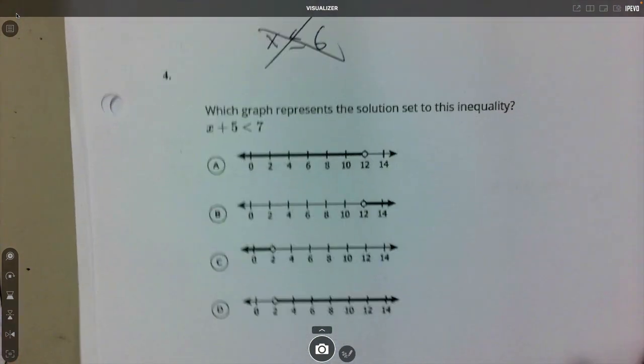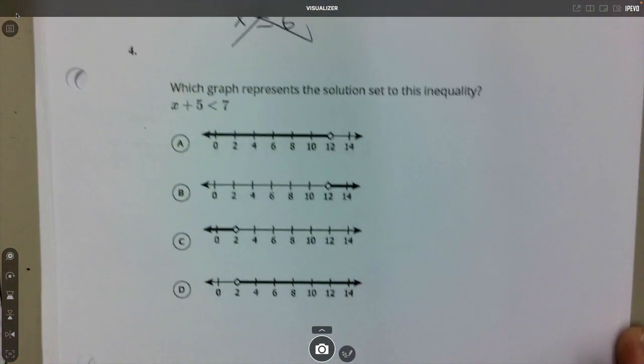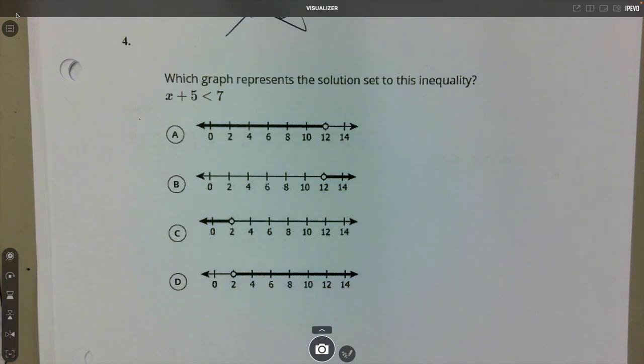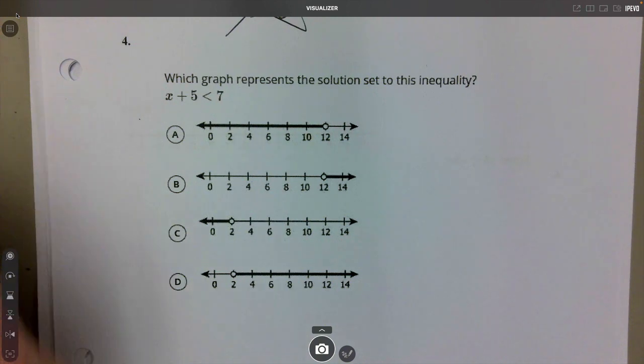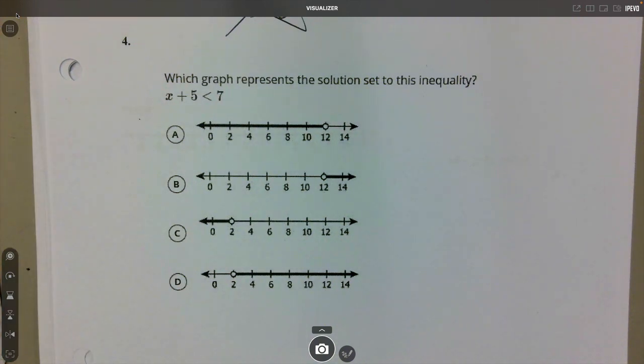Number 4. You guys have 30 seconds to solve this one. Go. And 3, 2, 1. Pick it up, please, Daniel. Mason, what was your answer? See if you agree with that. Silent yes.